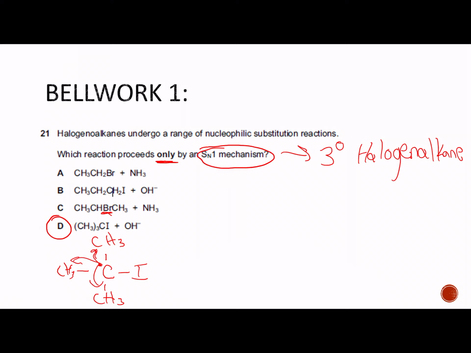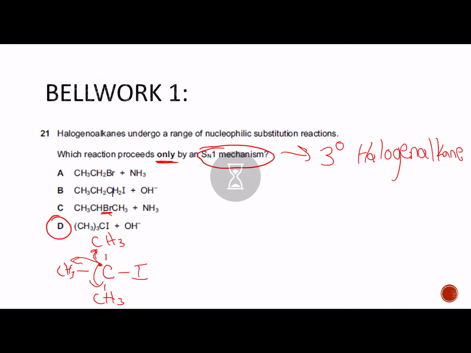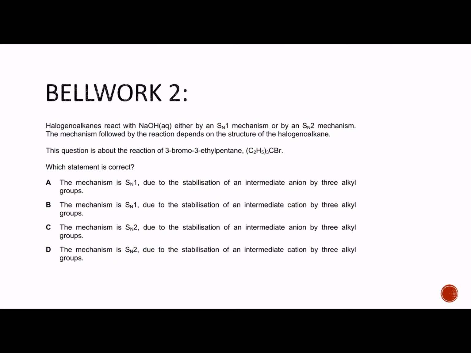Let's take a look at bell work number 2. And yes, I do have several today. Bell work 2. Halogen alkanes react with aqueous sodium hydroxide. That is going to become important later in today's lesson. They react either by an SN1 mechanism or by an SN2 mechanism. The mechanism followed by the reaction depends on the structure of the halogen alkane.